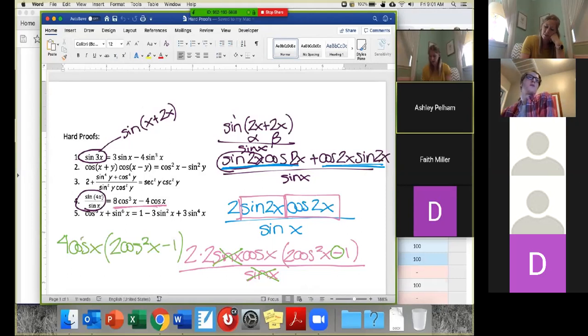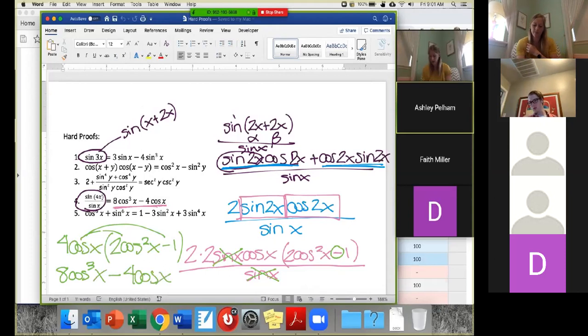So if I distribute that, 4 times 2 gives me 8. Cosine times cosine squared will give me what? Cosine to the third. Yep, which happens to be the answer.